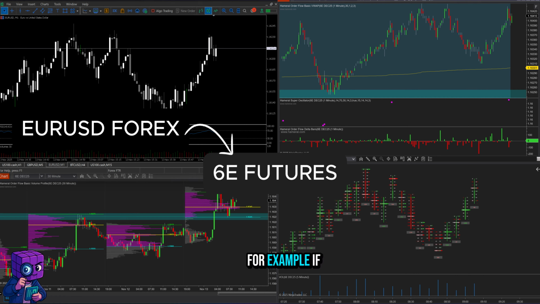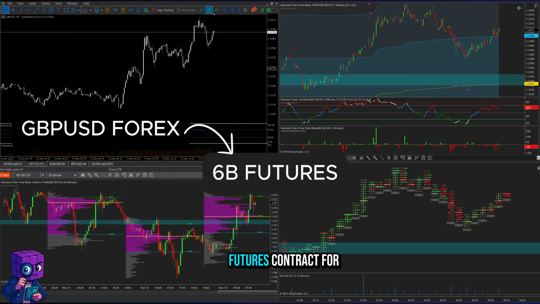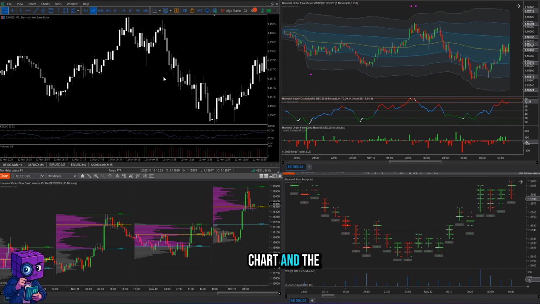For example, if you trade Euro USD, do your analysis on the 6E futures contract. If you trade GBP USD, use the 6B futures contract for your analysis. Now you're looking at the real volume and real orders, and you can apply that insight directly to your Forex execution. Let's analyze yesterday's chart and the opportunities on Euro USD using the 6E futures contract.